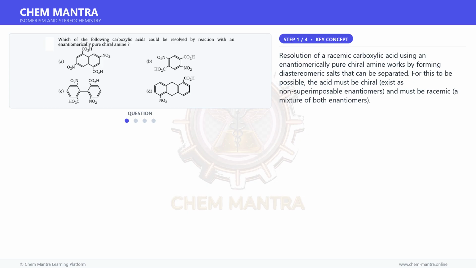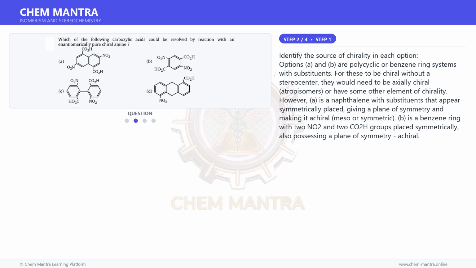Resolution of a racemic carboxylic acid using an enantiomerically pure chiral amine works by forming diastereomeric salts that can be separated. For this to be possible, the acid must be chiral, exist as non-superimposable enantiomers, and must be racemic, a mixture of both enantiomers. Moving on to the next step.